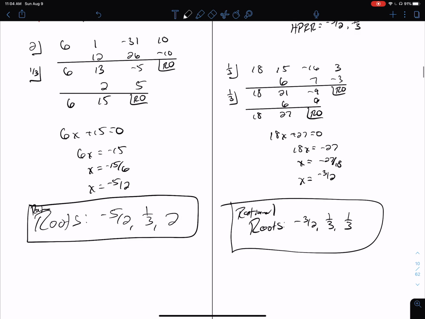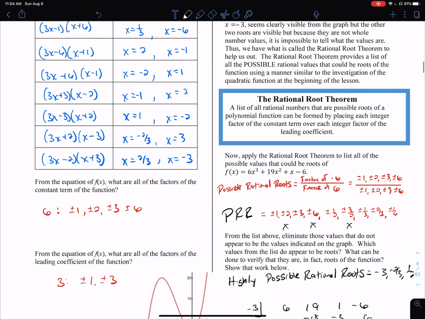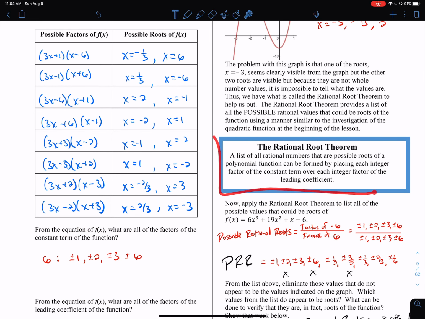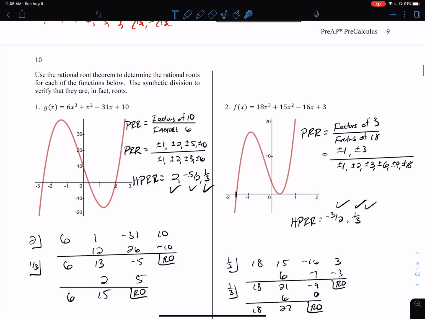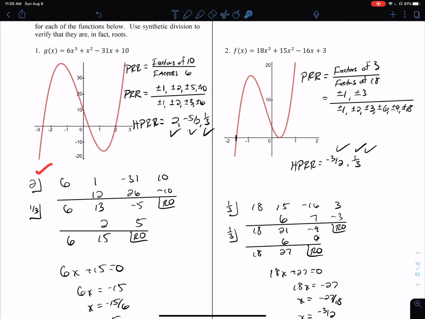All right, that concludes the notes. To sum up, we can use the rational root theorem to make a list of possible rational roots. Then from there, look at the graph to try to narrow it down to highly possible rational roots. Then we can use synthetic division to test each of these highly possible roots, see if we get a remainder of 0, and if we do, it is in fact a root.